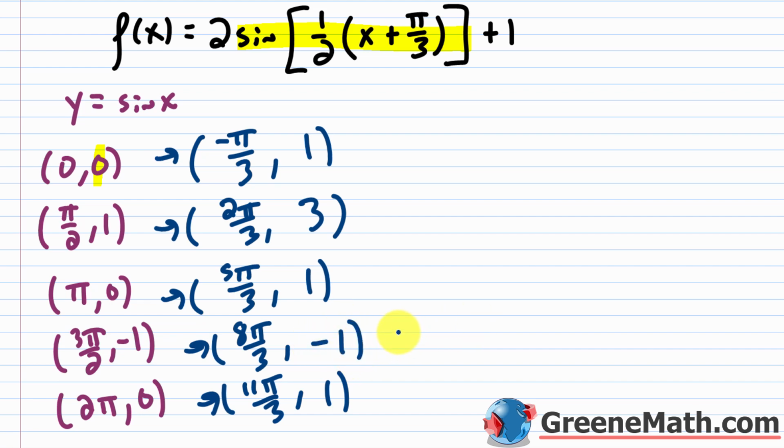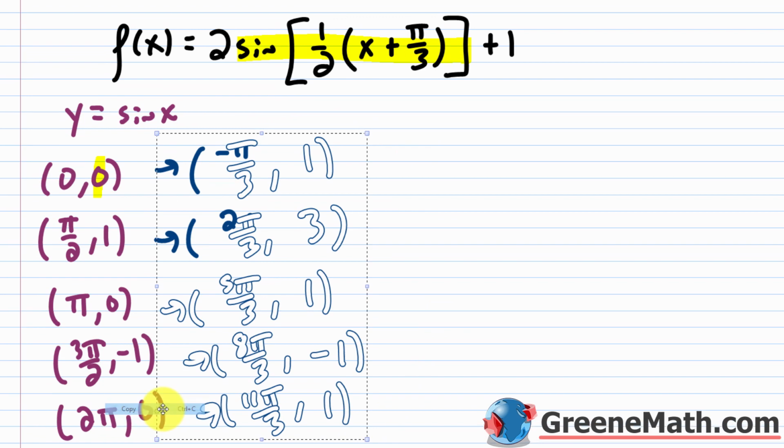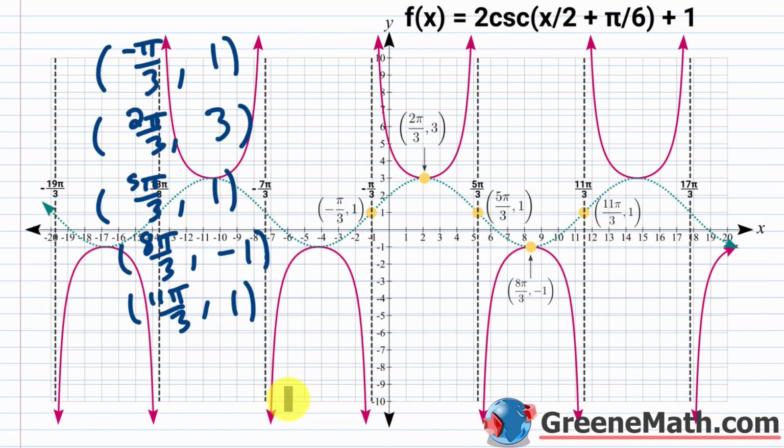Now, what you want to focus on here is the fact that at the beginning, the middle, and the end, that's where you take those x values, and you're going to have vertical asymptotes when you draw the cosecant function. Let me grab this real quick, and let me bring this over here. So again, just looking at the points on the sine graph, you have negative pi over 3 comma 1, so that's this right here.